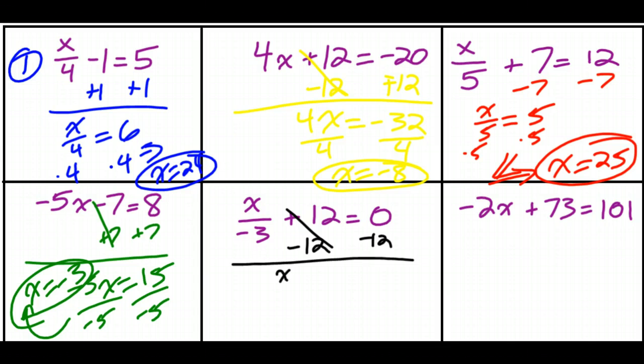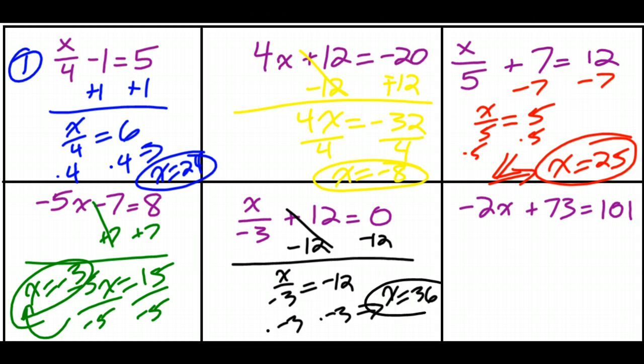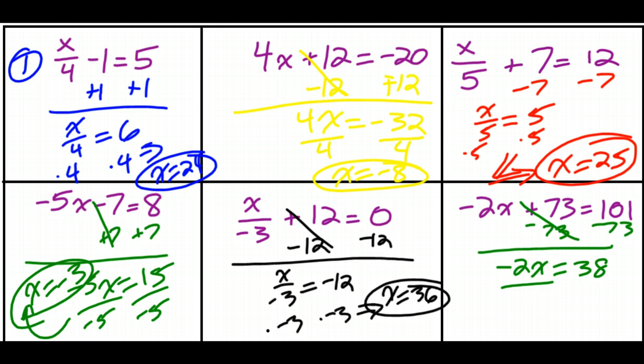For number 5, subtract 12 from both sides. Get x divided by negative 3 is equal to negative 12. Multiply both sides by negative 3. And we end up with x is equal to 36. And finally, for number 6, subtract 73 from both sides. Negative 2x is equal to 101 minus 73, which should give us 38. Divided by negative 2, and x is equal to negative 19.